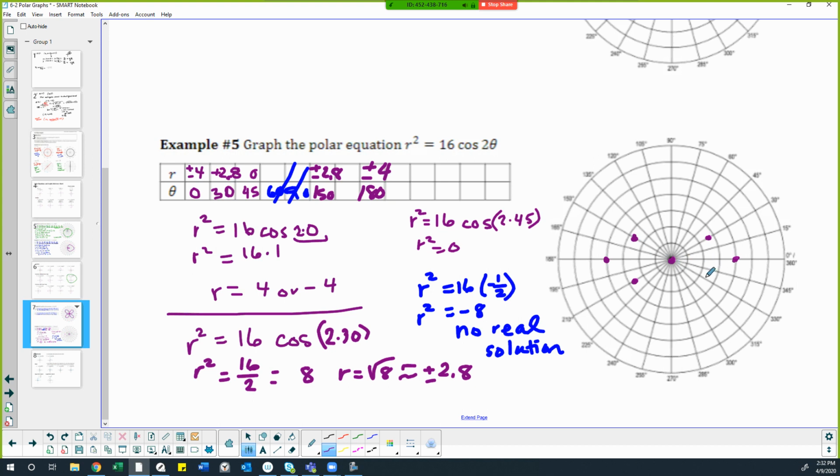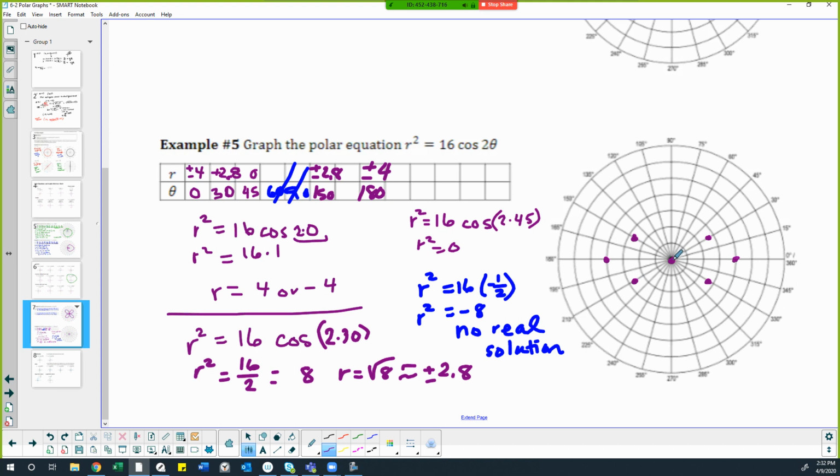Why am I getting lost? Right here. Whoa, did I put that in the wrong place? I think I put that in the wrong place. It's right there. And then 180 would be this direction, positive 4 and negative 4. That just takes us back to where we started.